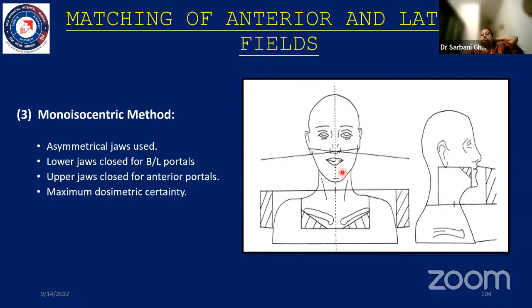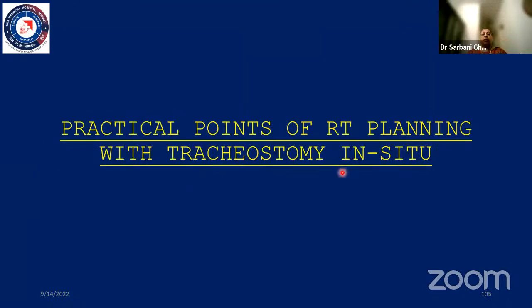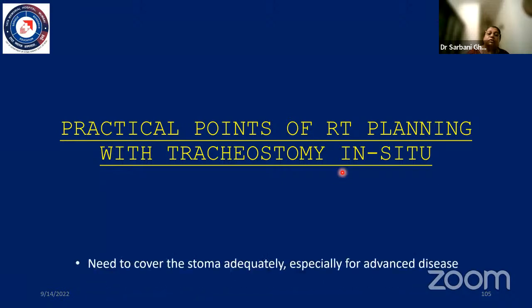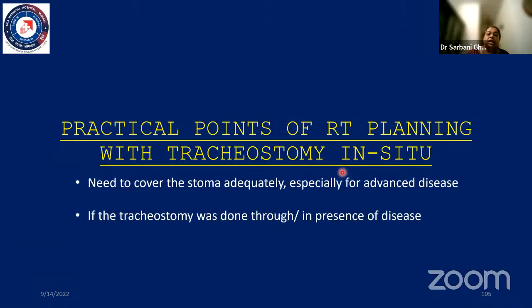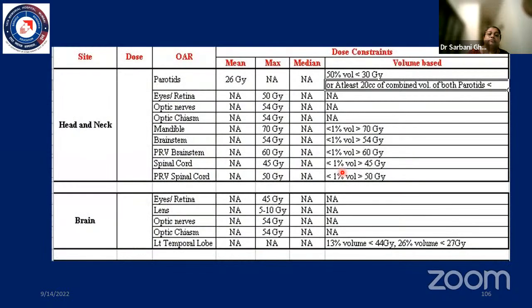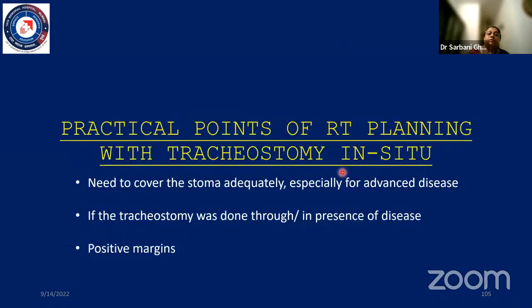And the third method is, of course, to use monoisocentric techniques. Now, what are the planning points that you need to keep in mind when you have a tracheostomy in situ? Essentially, you need to cover the tracheostomy adequately, especially for advanced disease, if the tracheostomy was done in the presence of disease before surgery and in the presence of positive margins. So you need to cover it adequately.